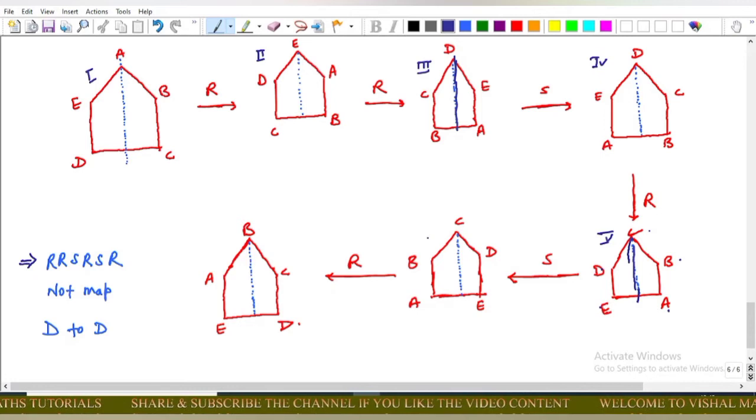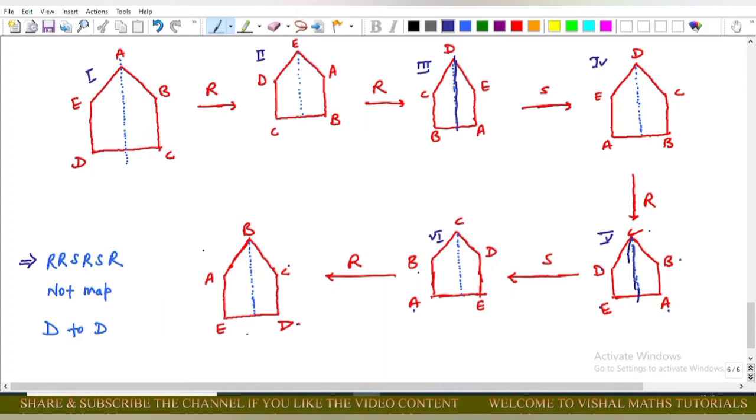Now this is our figure 6. In this figure, if we apply r, as we know that r is a rotation, it maps a to b, b to c and so on. That is, a goes to b, that is a, b, c, d, e.